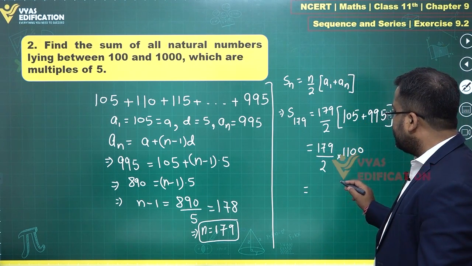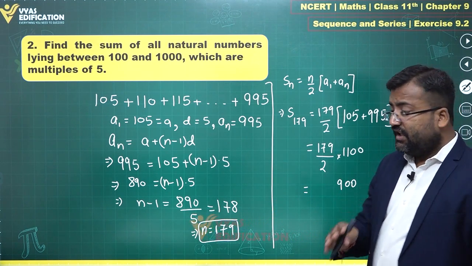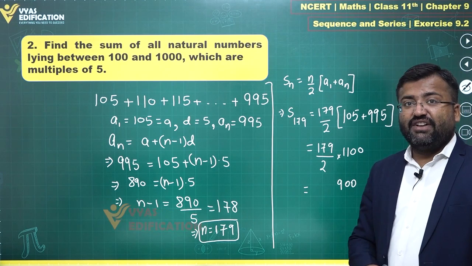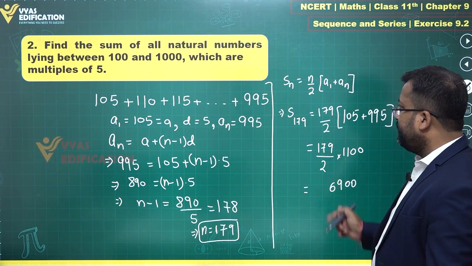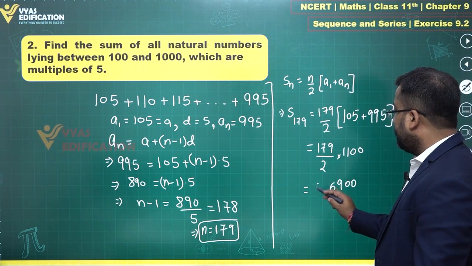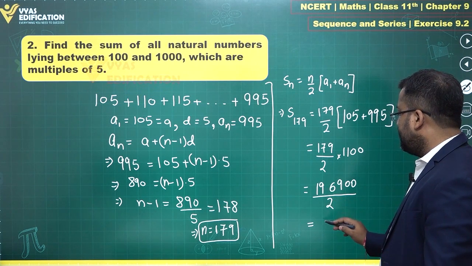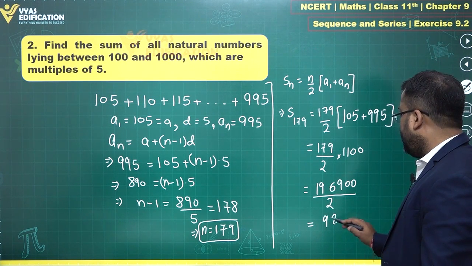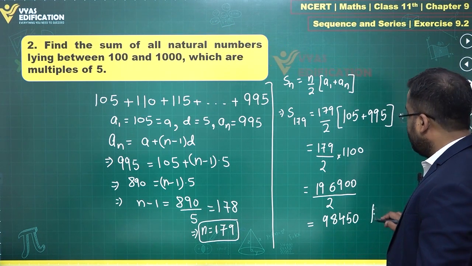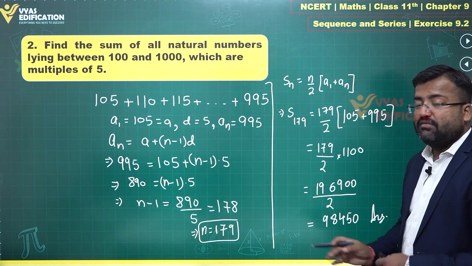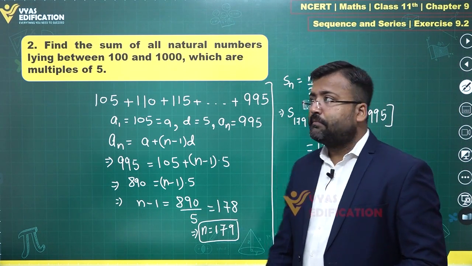So 11 into 9 is, there will be 2 zeros. 11 into 9 is 99. You have a 9. Then you have a 9 carried forward. 11 into 7 is 77. 77 plus 9 will be 86. Then you have an 8, 11 plus 8 will be 19 upon 2. What is that? This is 98450. 98450 is the sum over here, the required sum of these numbers. And that's all that you have in this second question.